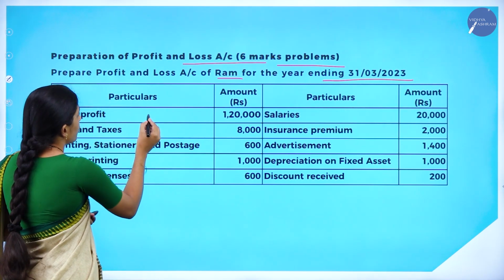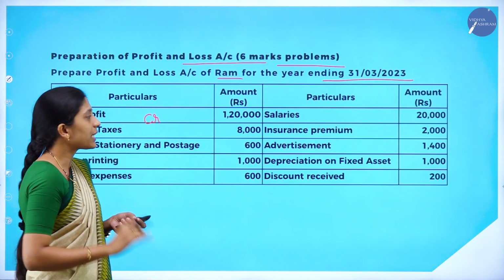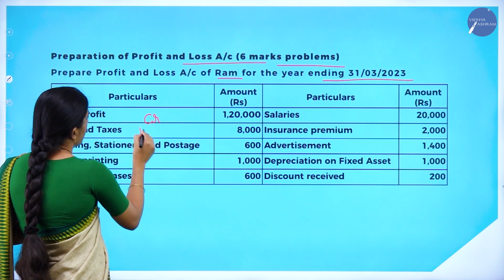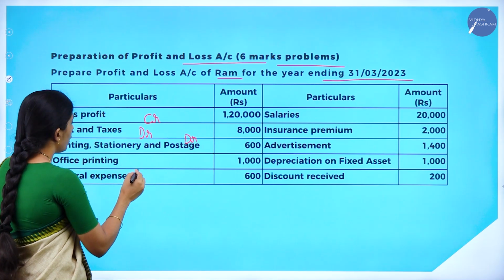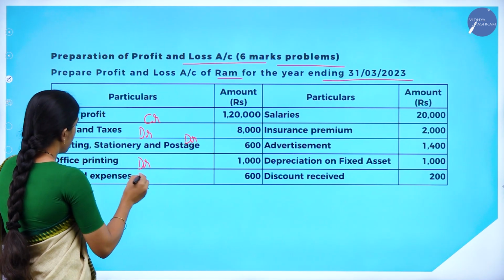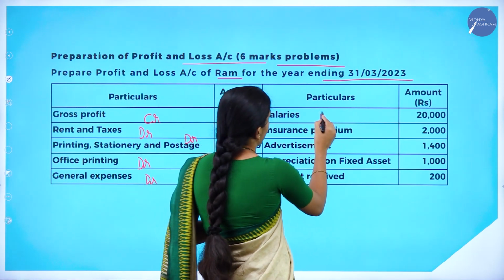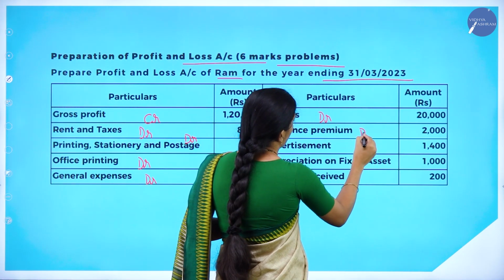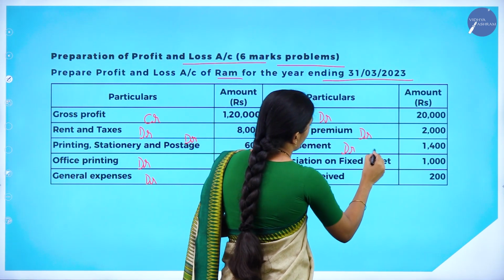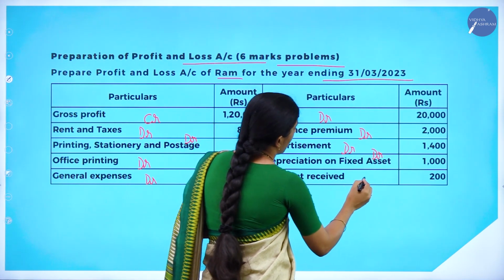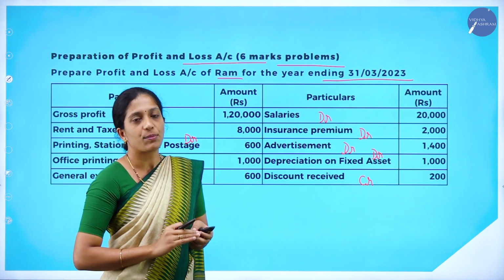Now, gross profit. You will start your gross profit from the credit side. So, how do you write? By gross profit carried down. Rent and taxes, it is an expense, debit. Printing stationery, it is an expense, debit side. Office lighting, debit side. General expenses, debit side. Next, we have salaries. It is an expense, debit side. Insurance premium, debit side. Advertisement is an expense, debit side. Depreciation of fixed asset, debit side. Discount received, it is an indirect income, credit side. So, we have only 2 items in the credit side.